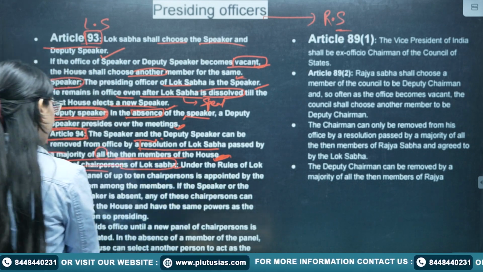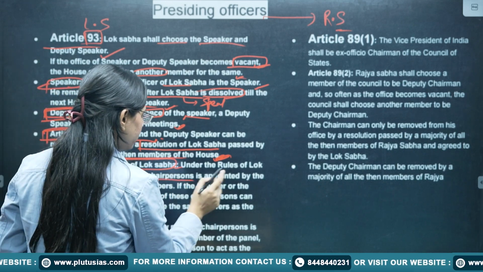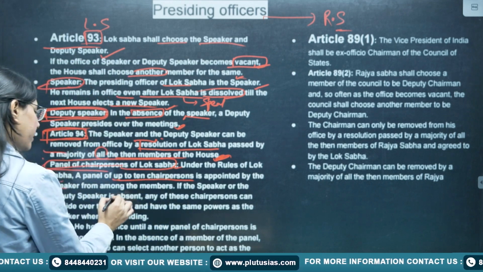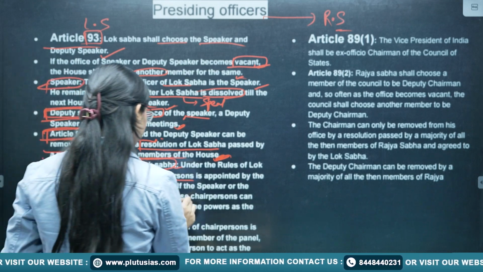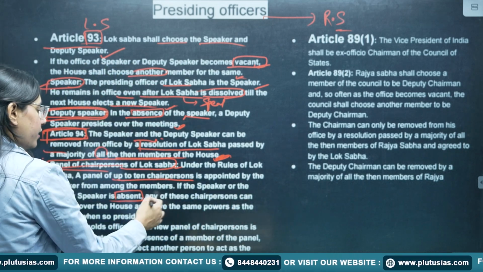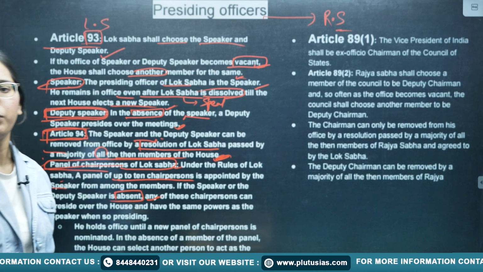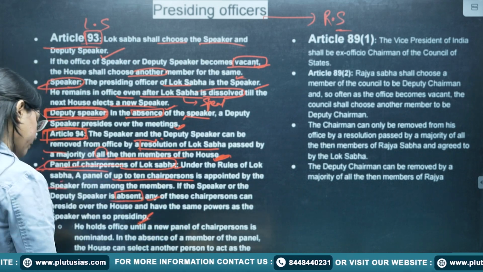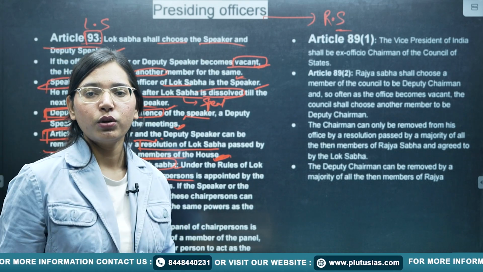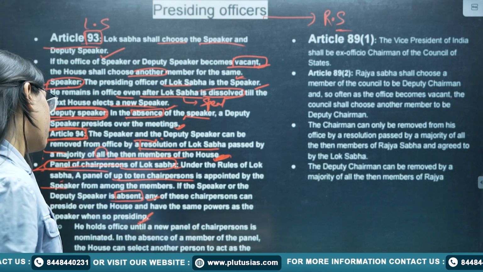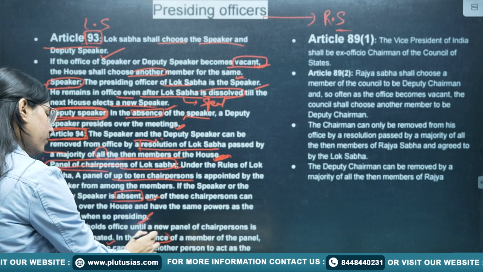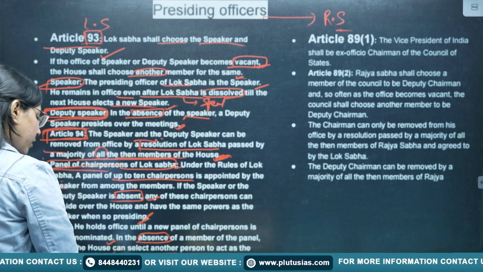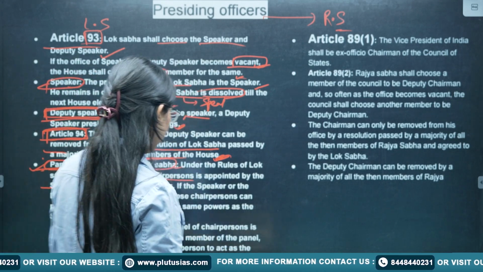Now see the panel of chairpersons of Lok Sabha. Under the rules of Lok Sabha, a panel of up to 10 chairpersons is appointed by the Speaker from among the members. If the Speaker or the Deputy Speaker is absent, any of these chairpersons can preside. He holds the office until a new panel of chairpersons is nominated. In the absence of a member of the panel, the House can select another person to act as the Speaker.